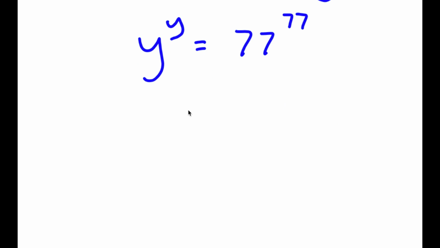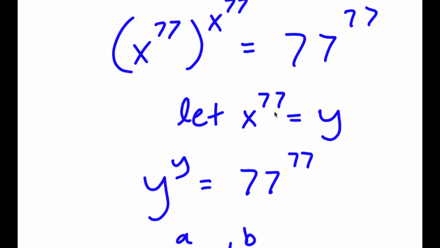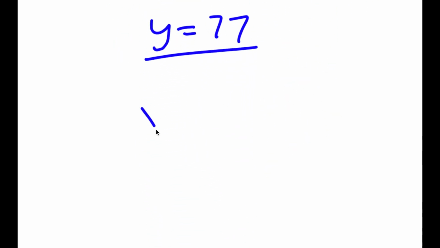Now, if I have something in the form a to the power of a is equal to b to the power of b, this means that a is equal to b. So in this case, y to the power of y equals 77 to the power of 77. This means that y equals 77. And remember how we let x to the power of 77 equal y. So now I have x to the power of 77 is equal to 77.